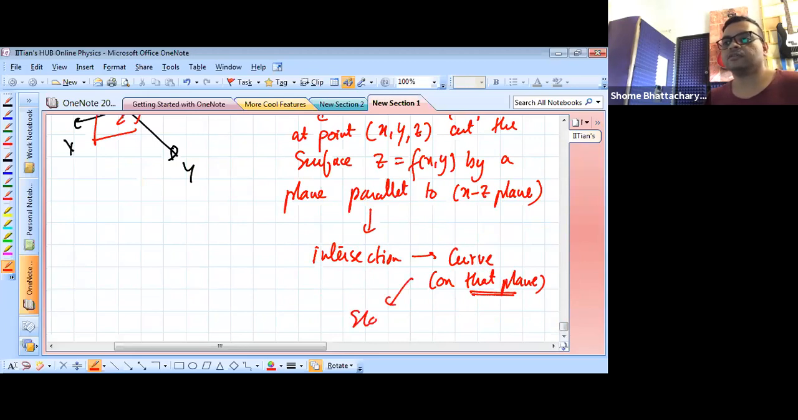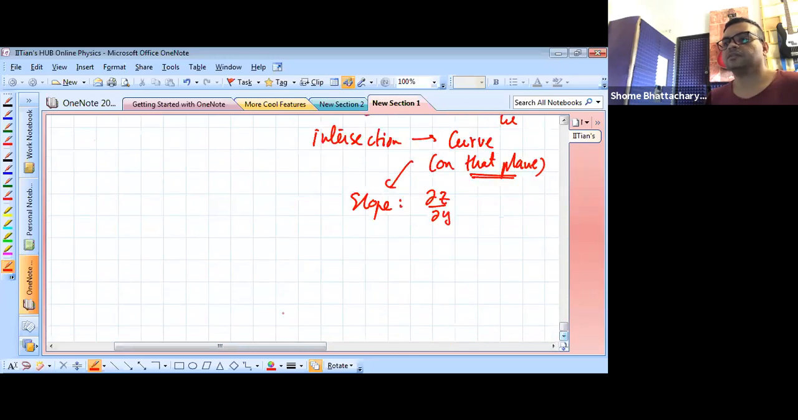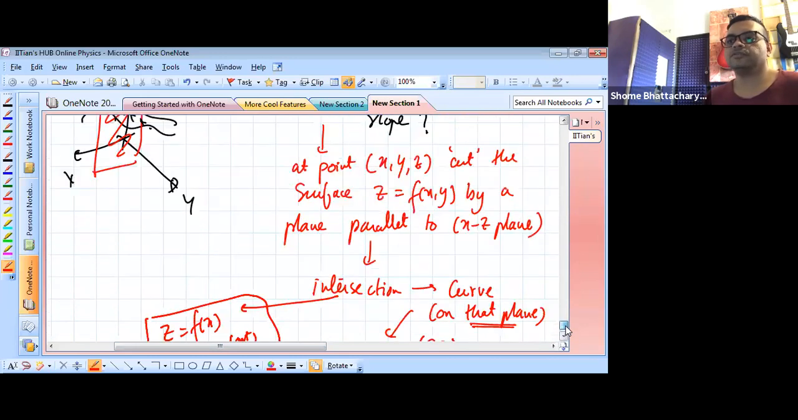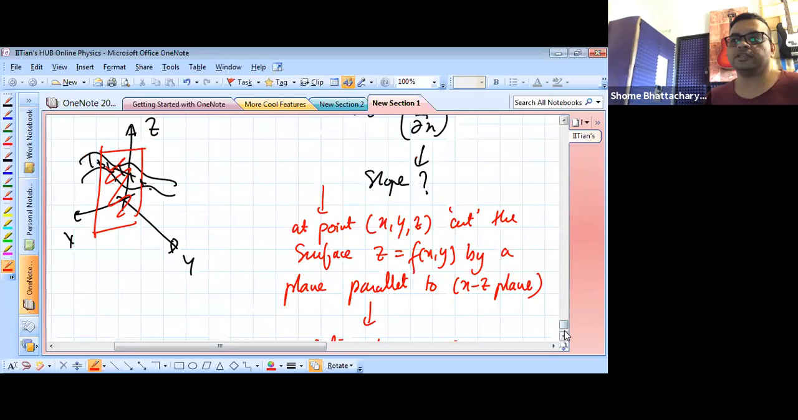So the slope of that curve at that point is nothing but del z by del x, because that plane is parallel to the xz plane. So that intersection curve that it cuts is z as a function of x, because y is constant on that plane. Okay. So that is the meaning of that component of the gradient.